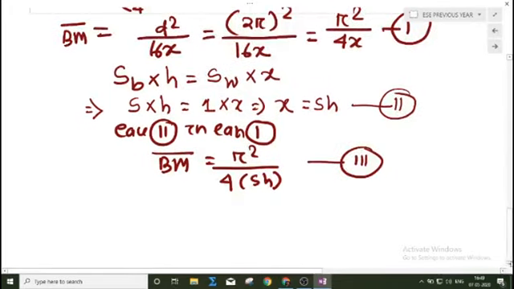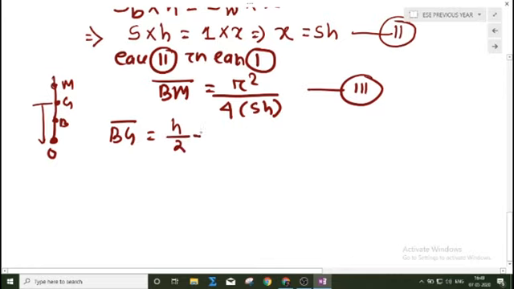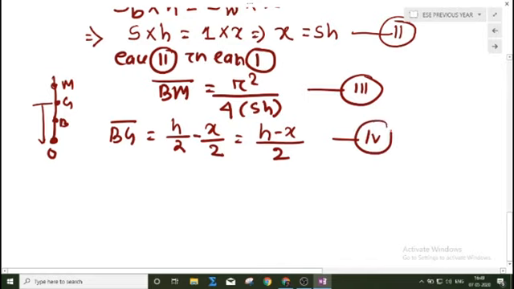Now I can find out this BG. Suppose this is my axis, this is point O, this point is B, this point is G and this point is M. So what is this BG? BG will be equal to OG minus OB. OG means half, so h by 2 minus x by 2, half of the body. So this is (h minus x) by 2. Let this be the next equation.